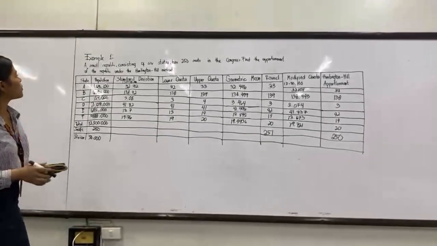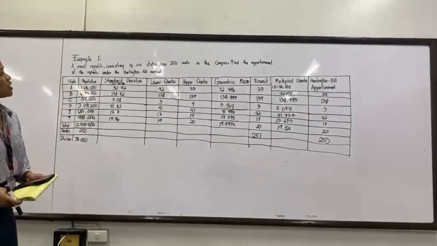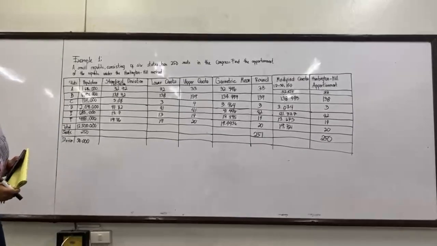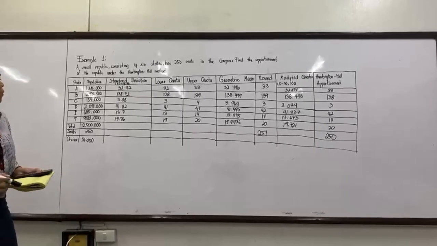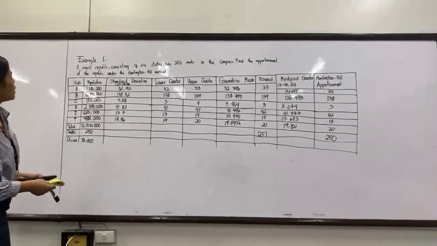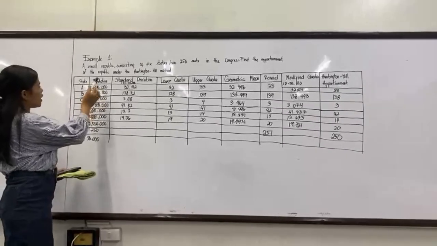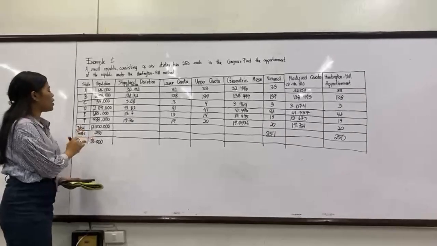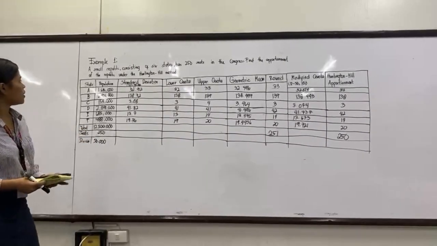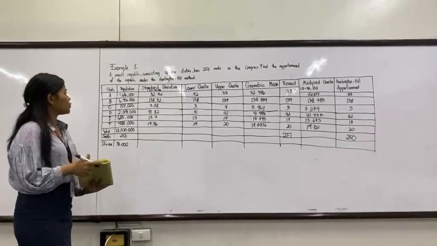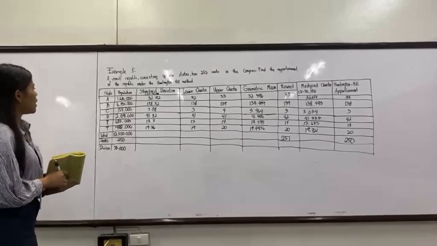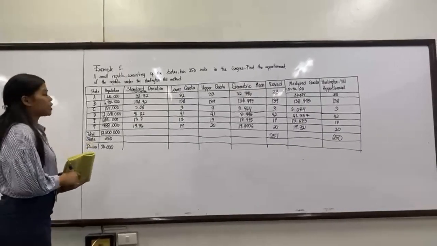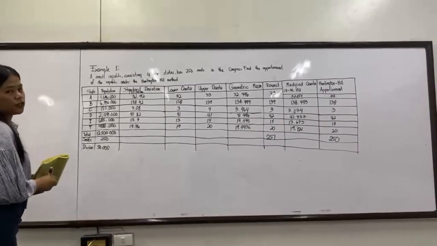Example number 1. A small republic consisting of 6 states has 250 seats in Congress. Find the apportionment of the republic under the Huntington-Hill method. So these are the states and the population. Find the total population, so the total is 12,500. Then to find a divisor, we should divide our population by the seats. So 12,500 divided by 250 is equal to 50.